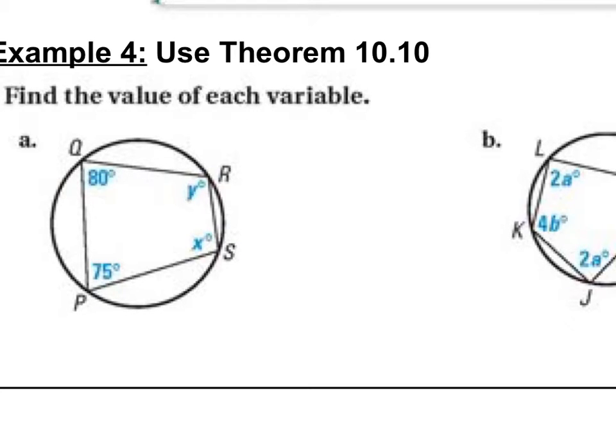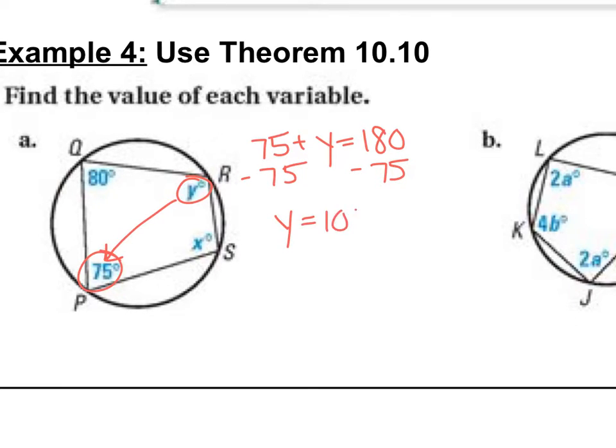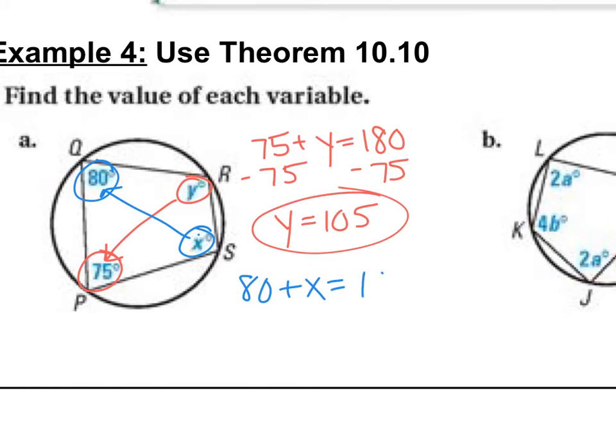Alright, so example A, we are going to try and find x and y. So I'm going to do y first. And remember, it's opposite angles, so they shouldn't be touching. So we know that 75 plus y should equal 180 degrees. We'll subtract 75 on both sides, and we'll get y equal to 105. Same thing with x. It's got to be opposite, which will be 80. So 80 plus x equals 180, minus 80 on both sides. X in this case has to equal 100.